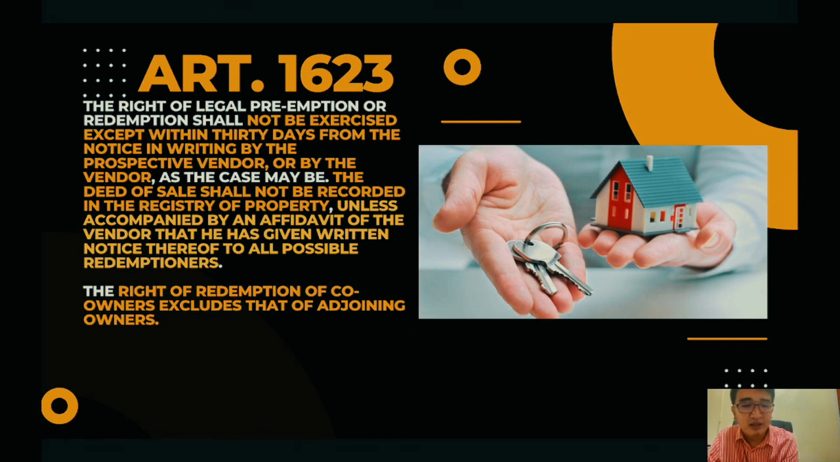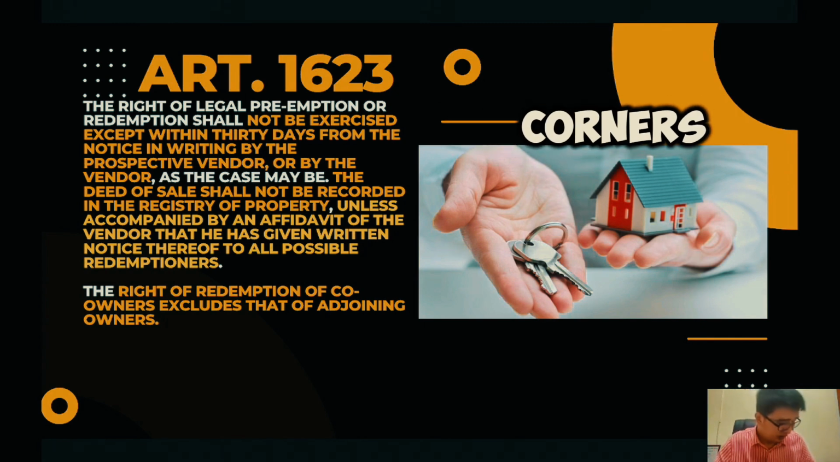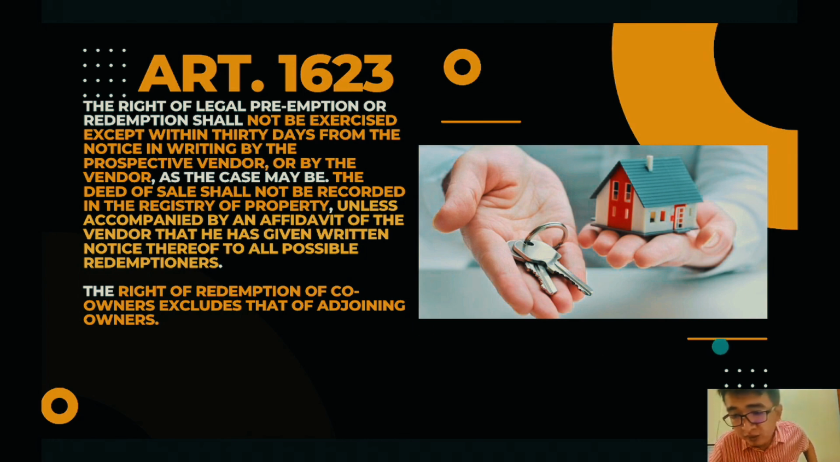Okay? The right of redemption of co-owners excludes that of adjoining co-owners. Take note, the right of redemption of co-owners excludes that of adjoining co-owners. So, balik tayo dun sa basic na kung itong lupa, let's say for example, this one, this lot right here in the middle is owned by A, B, and C, co-owners sila. This is owned by D, this is owned by E. Okay? The right of redemption of co-owners excludes that of adjoining owners.